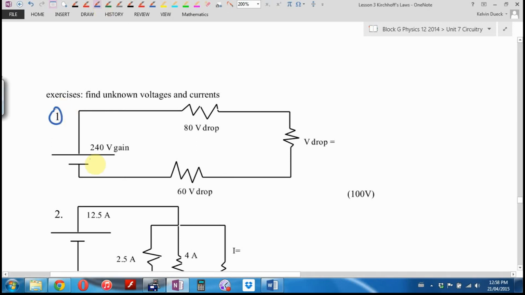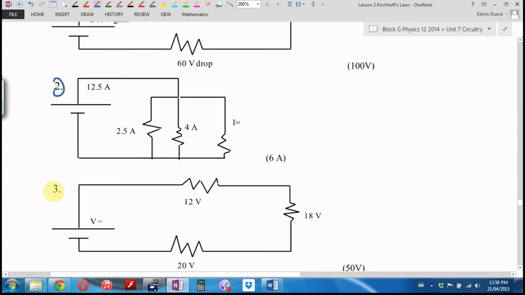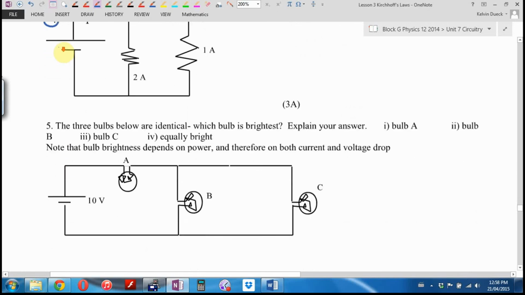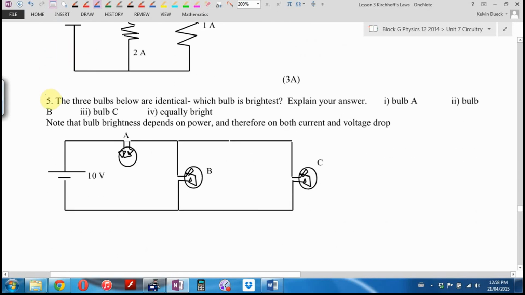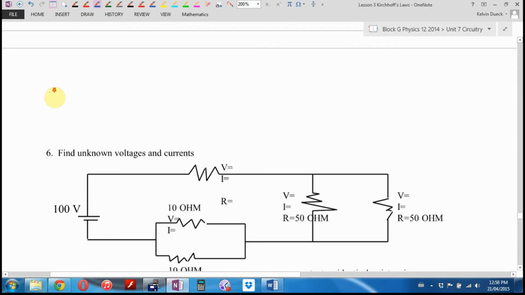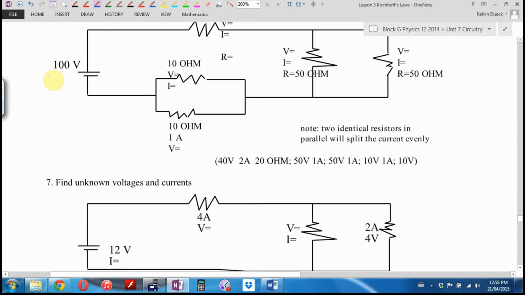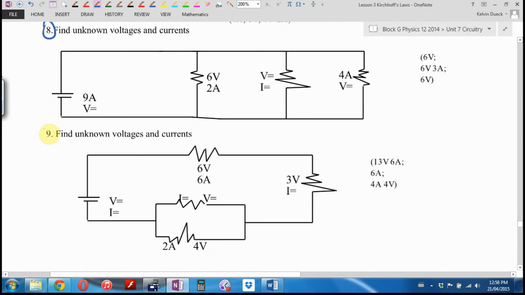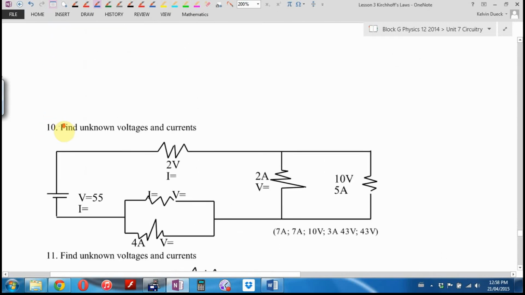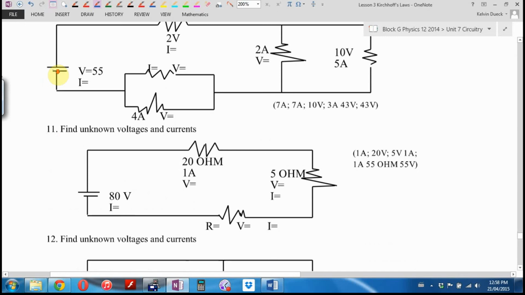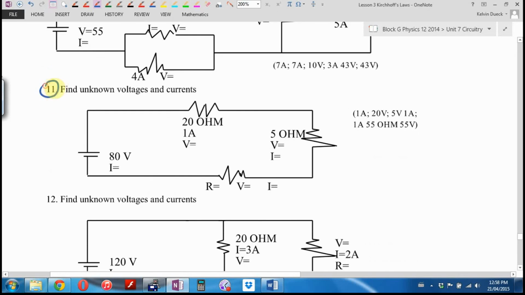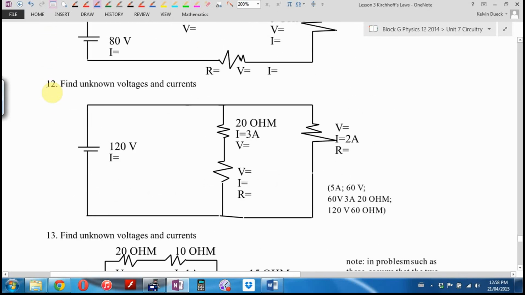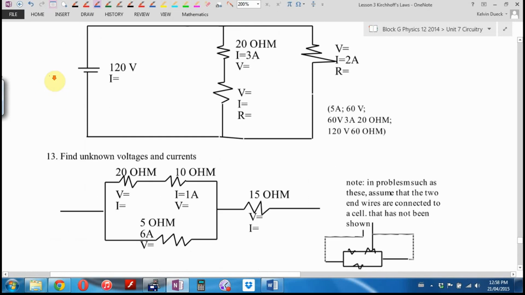So, number 1. 2, 3. 4 is good. 5 is tricky. It's a light bulb question. See if you can reason it out or make up reasonable numbers. 6 is good. 7 is good. 8 is good. 9 is good, yep. 10, I'm going to assign a lot. 11. 12 is good.